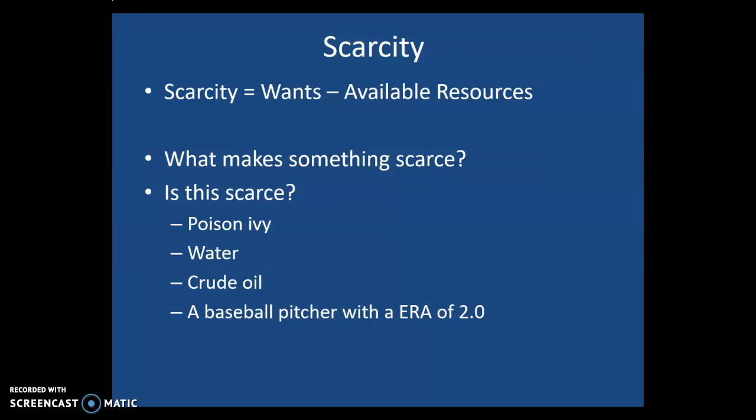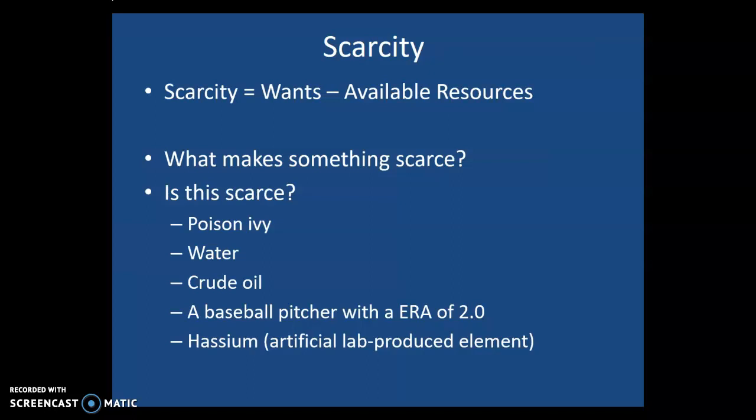In fact, he's so scarce that there are owners of professional baseball teams right now who would be willing to pay him millions of dollars per year to play for their team. So if he were not scarce, then professional baseball teams would not be willing to pay that kind of money for him. The fact that they are willing to pay that kind of money tells me that a baseball player with that ERA is in fact a scarce resource. Remember, human beings can be scarce resources as well.